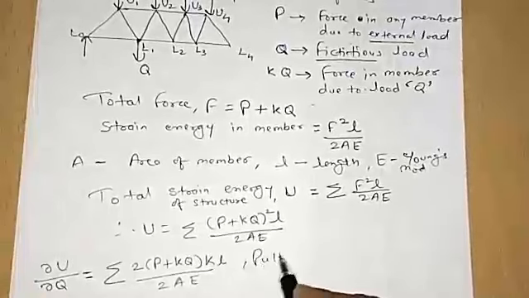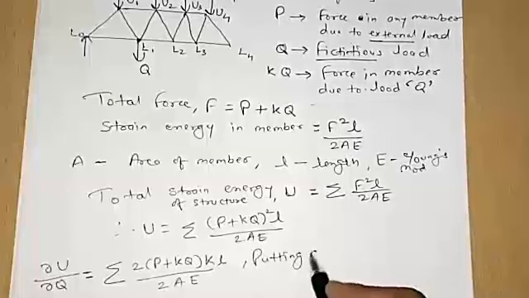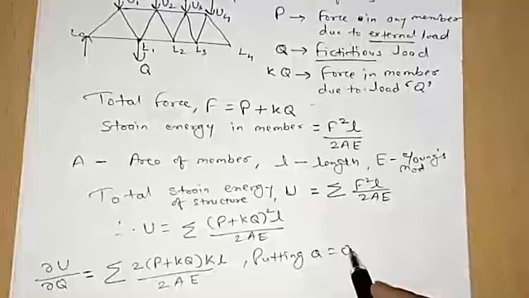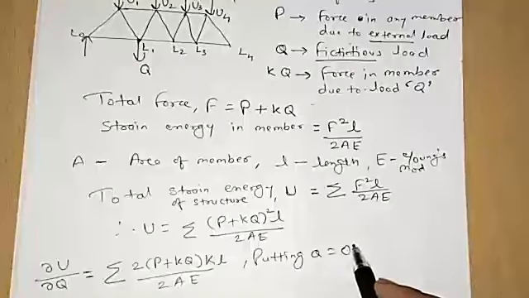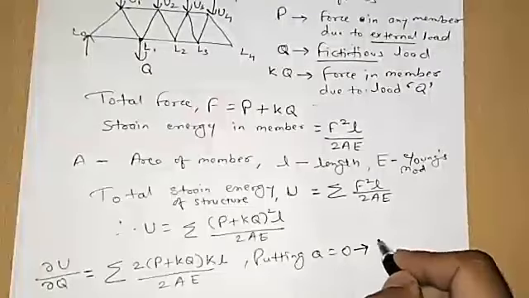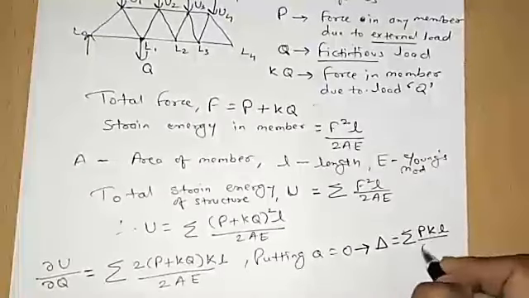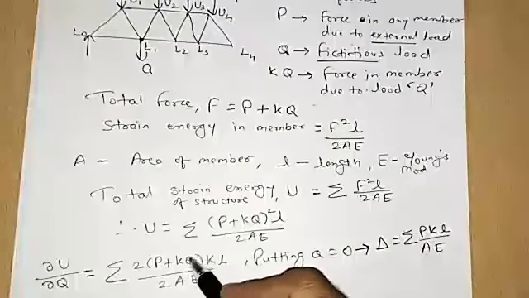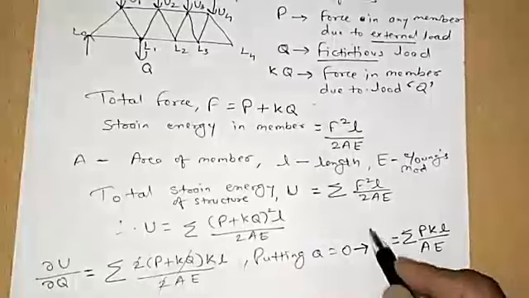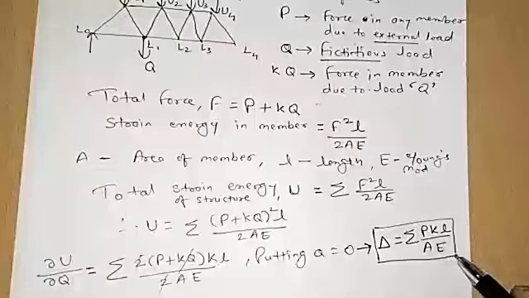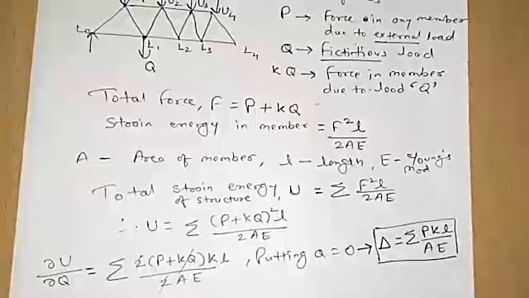And if we put Q equal to 0, what will we get? We will get this deflection would be equal to summation PKL divided by AE, because this is going to be 0 and 2 will get cancelled out. And this is how we will get the deflection in terms of summation PKL divided by AE. This formula will be utilized to calculate the deflection in such kinds of trusses. So that we will see.